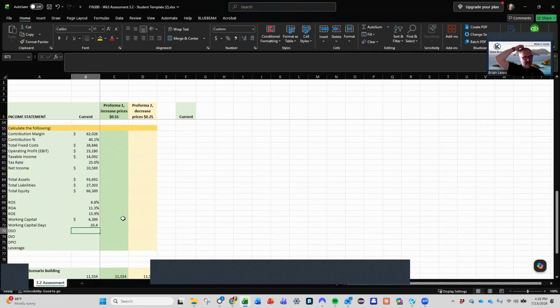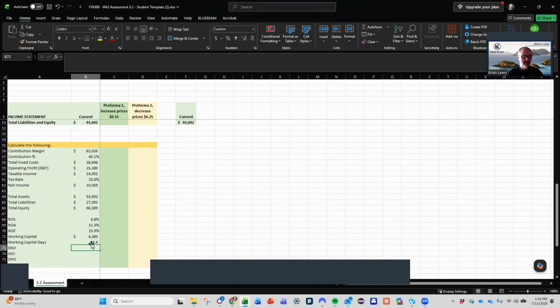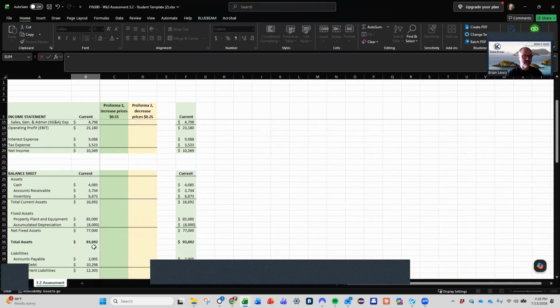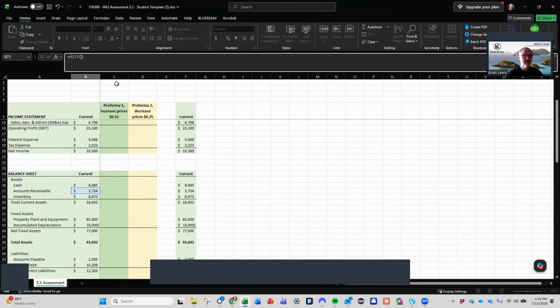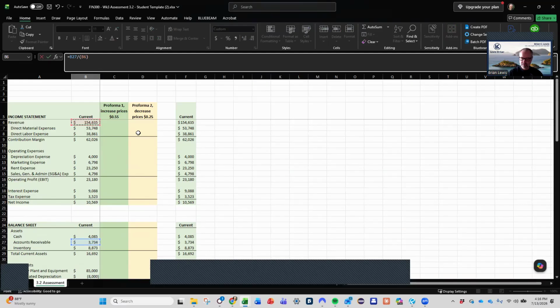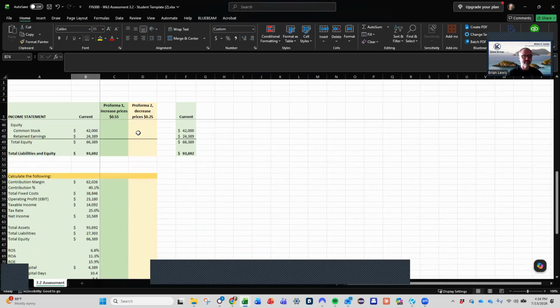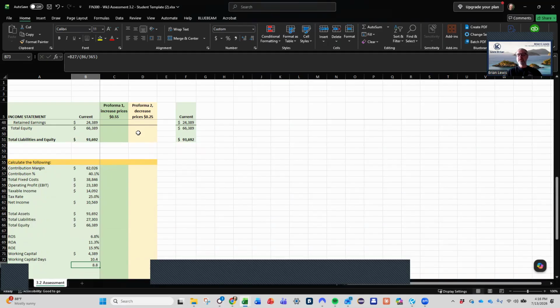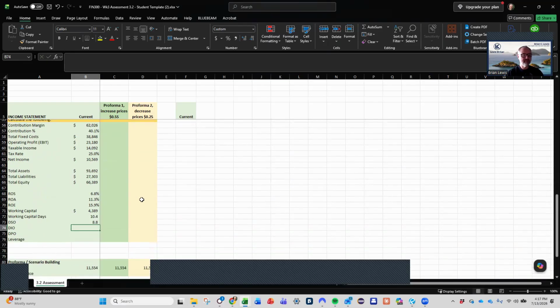Now your days sales outstanding, that's the same type of calculation, right? Because you're looking at how many days of revenue is in your accounts receivable. So the way to easily think about it is the same calculation. Equals accounts receivable divided by a daily revenue number. So your revenue divided by 365. 8.8 days.